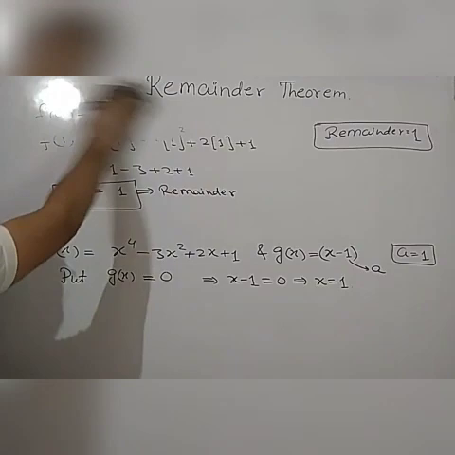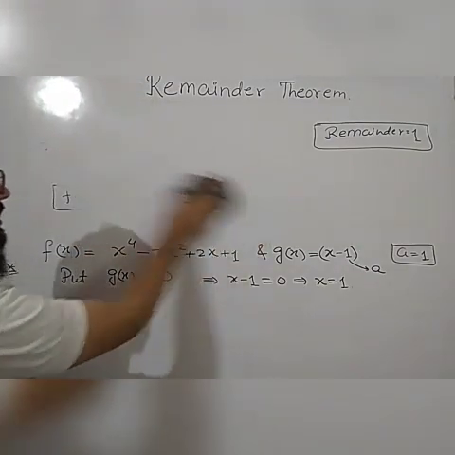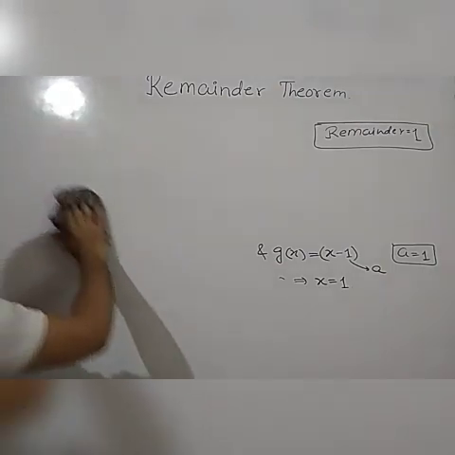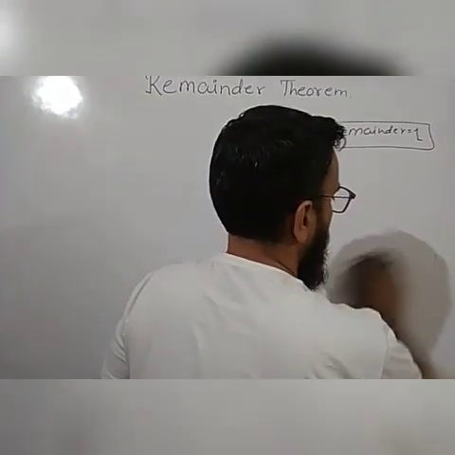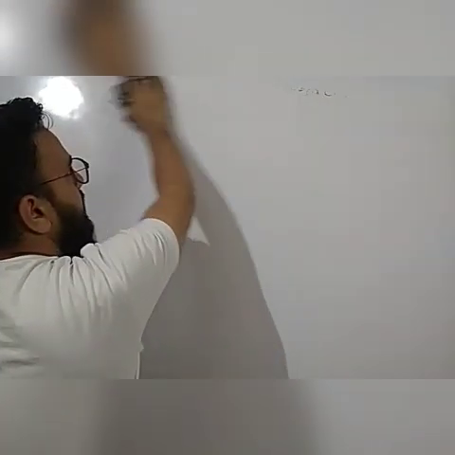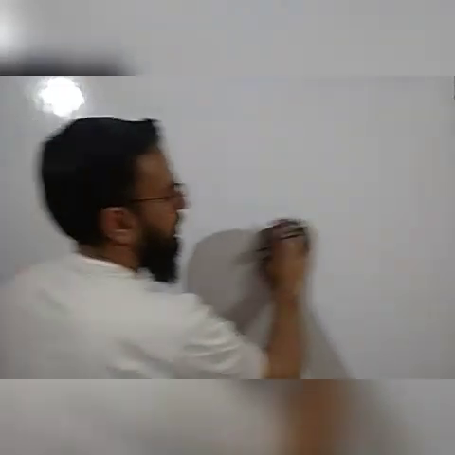So now let us solve some problems based on the remainder theorem. But always remember one thing: it is only applicable when the degree of the given polynomial is greater than or equal to 1. It is not applicable for any polynomial having degree less than 1. So let us take the question.